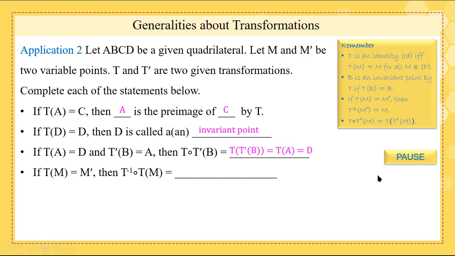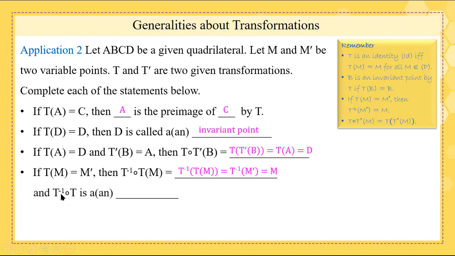Try to answer it. If T of M is equal to M prime, then T minus 1 of T of M is equal to T minus 1 of M prime, since T of M is equal to M prime, and T minus 1 of M prime is equal to M. And T minus 1 round T is an identity, or ID.